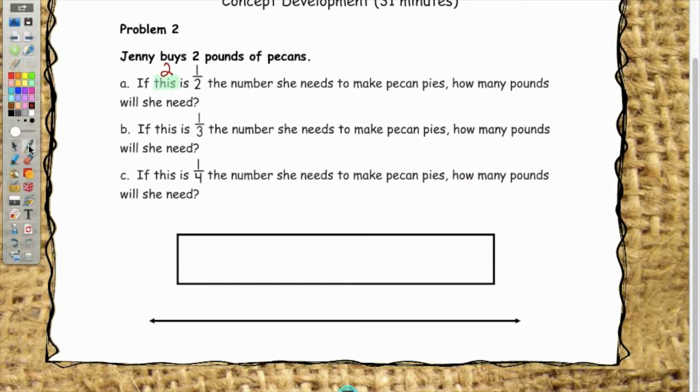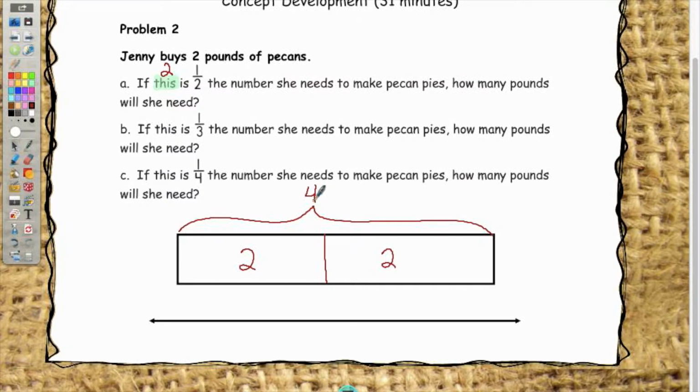So, first of all, what's my denominator? 2. So divide it in half. 2 is half of what she needs. What does she need? 4.